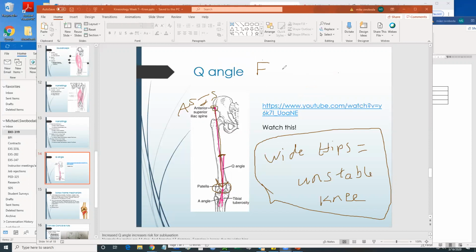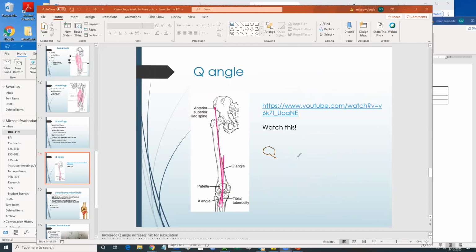This is why females are 2 times more likely than males to sprain their ACL. So women have a much greater chance to tear their ACL than men do because women have wider hips. But the wider this angle, so the bigger this angle is, or the wider set your hips are, the less stable your knee is. That's really what you have to know about that. So Q angle that's big equals bad knee. Q angle that's small, good knee.